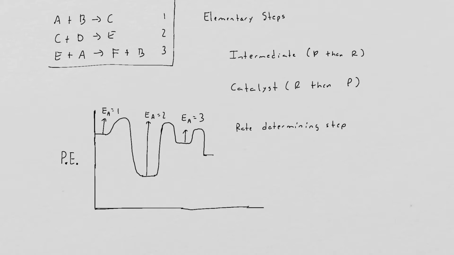The second step, C, the product of step A, bangs into substance D to make E. Then in the third step, E bangs into another molecule of A, another bimolecular elementary step, to produce F and B. That is the third step.